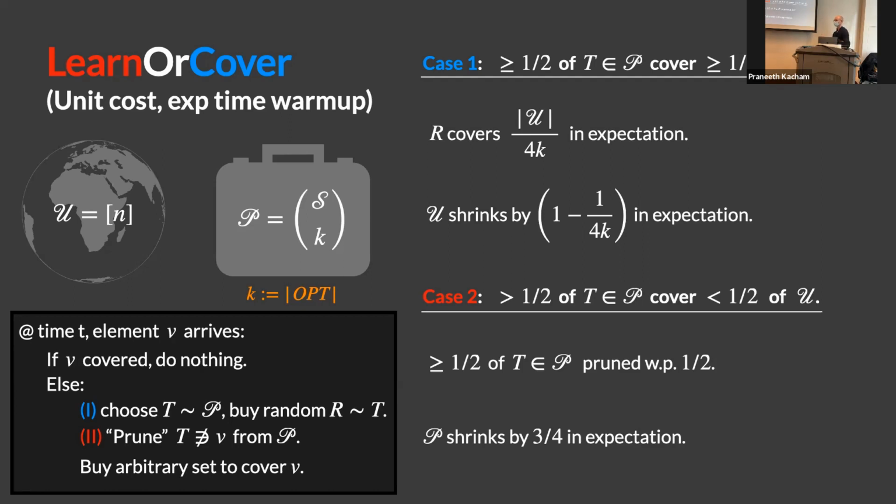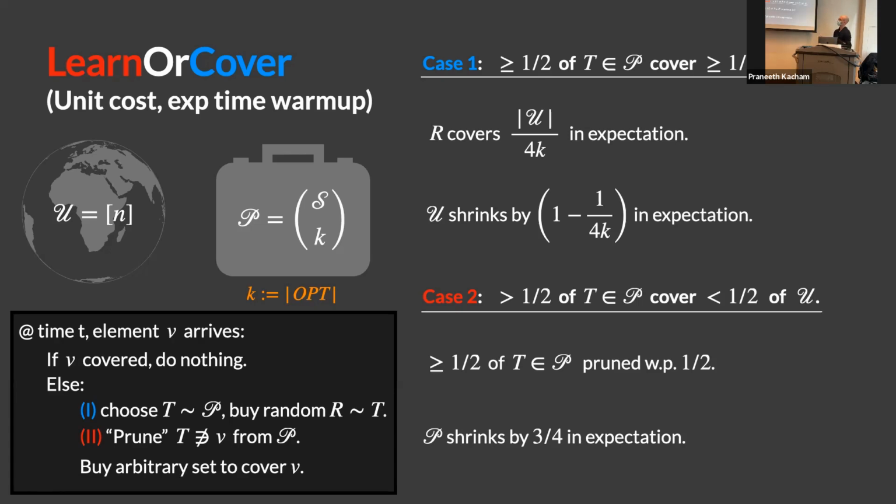Why did you shrink? Isn't that set at the beginning and fixed forever? Okay, I didn't write it, but we're imagining that when we buy a set R, we delete from U anything that it covered. Okay, so yeah. In your case analysis on the right-hand side, you don't mean covers half of all N. No, I mean the remaining U, exactly.